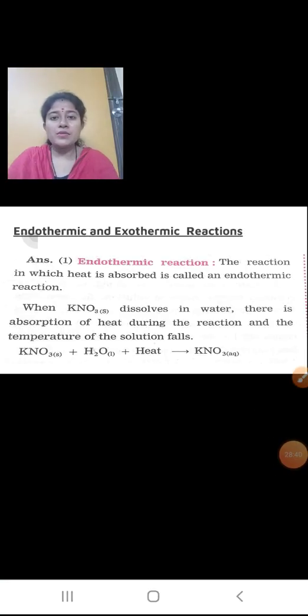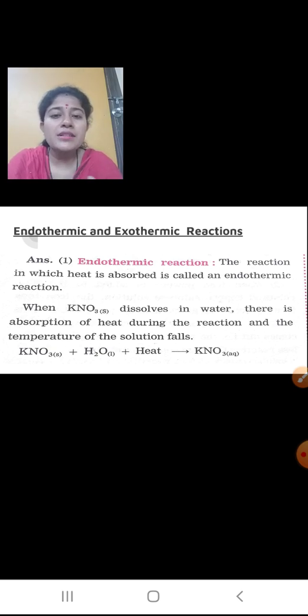So students, that was all the 4 types of reaction. Now, including these 4 types of reaction, there is always an exchange of heat. Like in some of the reactions heat is liberated, in some of the reactions heat is absorbed. Based on that, there are 2 types of reaction, that is endothermic and exothermic reaction. Let's see what is endothermic reaction. The reaction in which heat is absorbed is called an endothermic reaction.